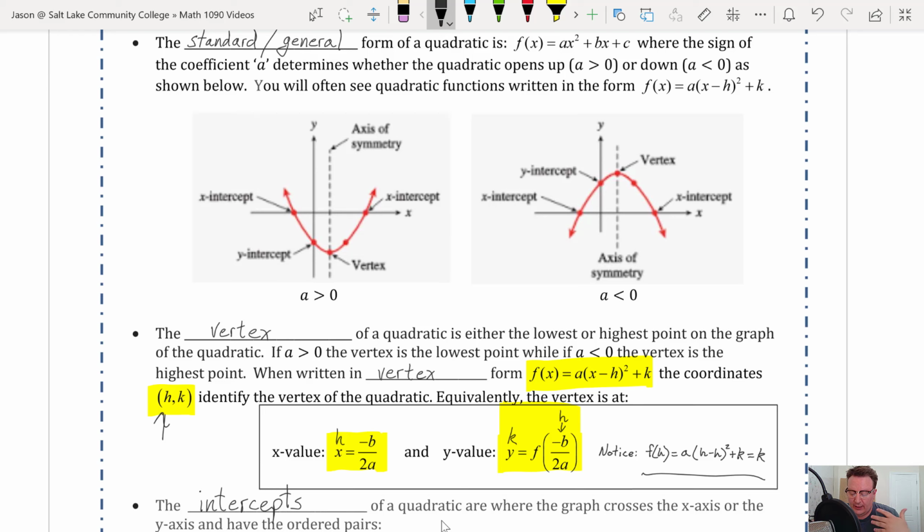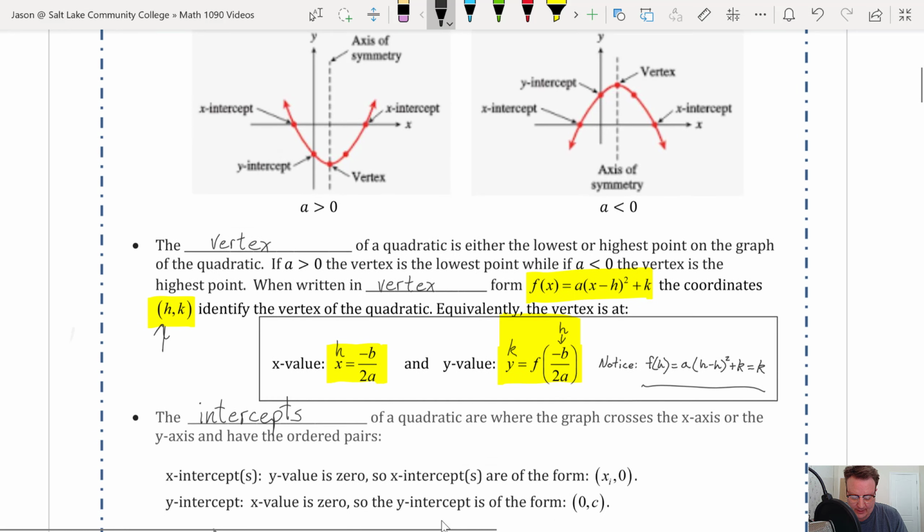So the point is that when you write a quadratic function in this special vertex form, those quantities h and k correspond with the vertex of the quadratic. So either the lowest point or the highest point, depending on the sign of the lead coefficient a.